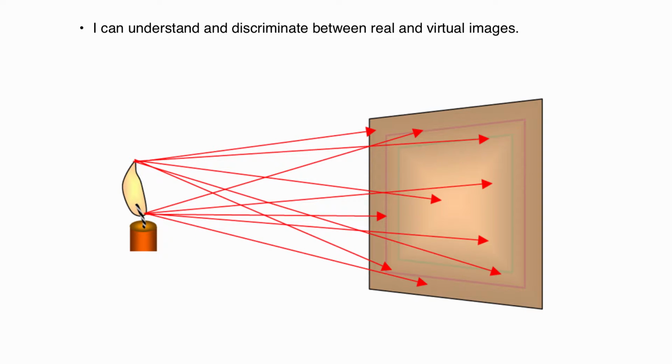Now, when you place a candle in front of a piece of cardboard and you get diffuse reflection, you don't get an image. You don't see the candle there. If it were a mirror, you would see an image, right? And so we need to understand what we mean by the word image.